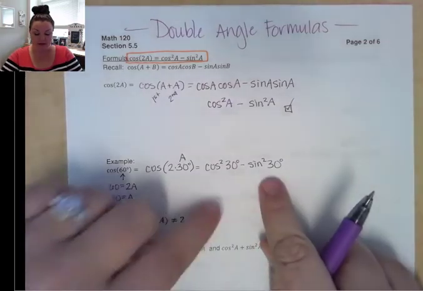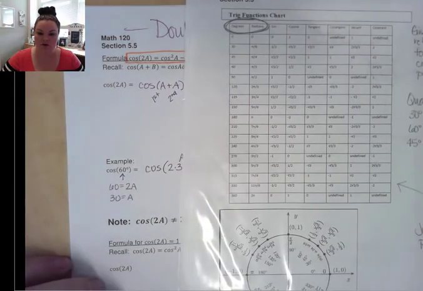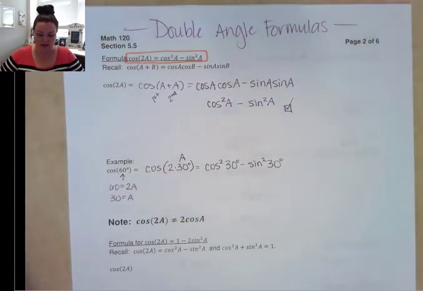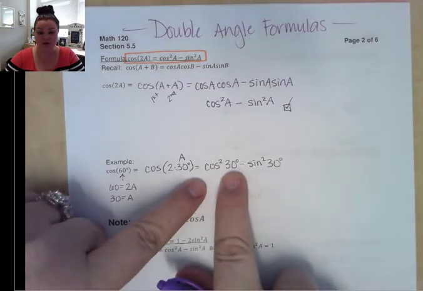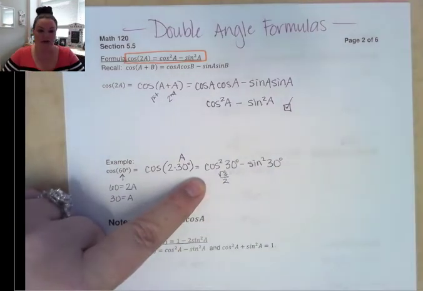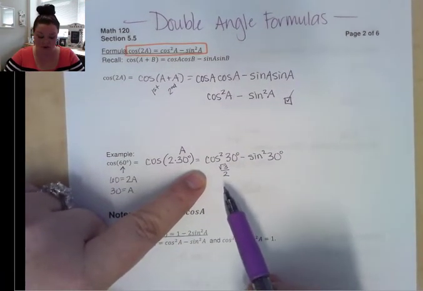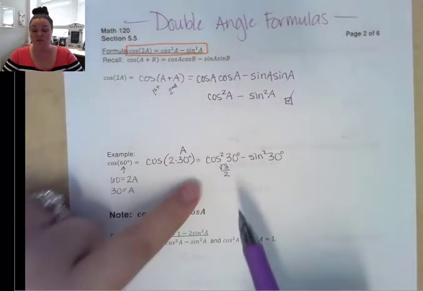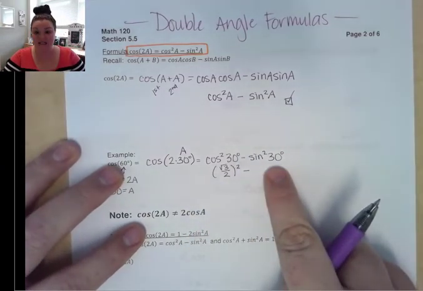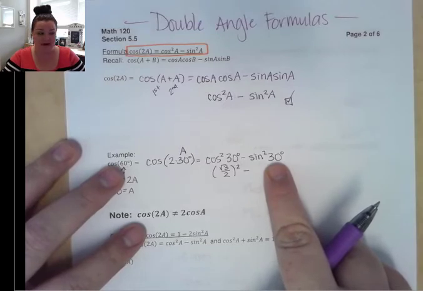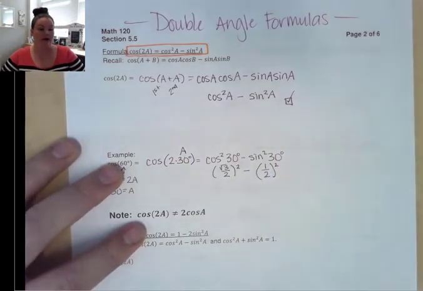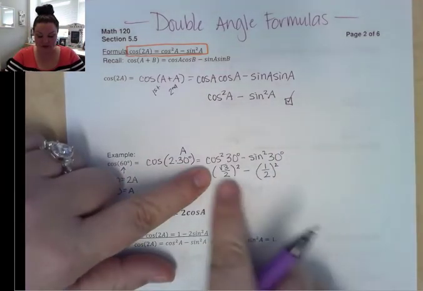And then we can look back at our chart or our unit circle to find these values. I'm going to just tell you what they are so I don't have to keep sticking the chart in here. Cosine of 30 degrees is the square root of 3 over 2. But this isn't just cosine of 30 degrees, it's cosine squared of 30 degrees, so we're going to square that value. Same thing with sine squared of 30 degrees: the sine value of 30 degrees is 1/2, but because it's sine squared, we square it. So let's square these values.